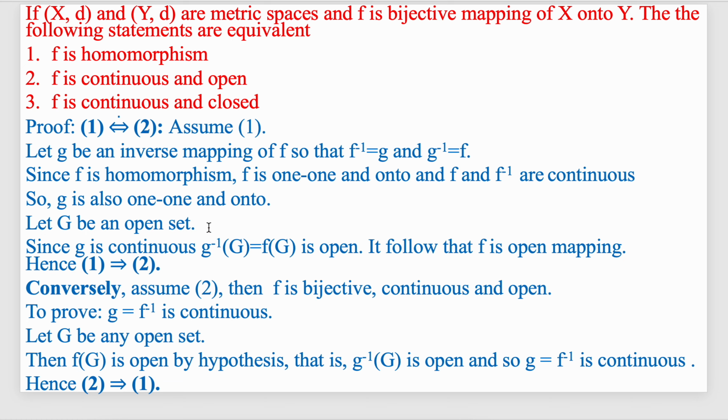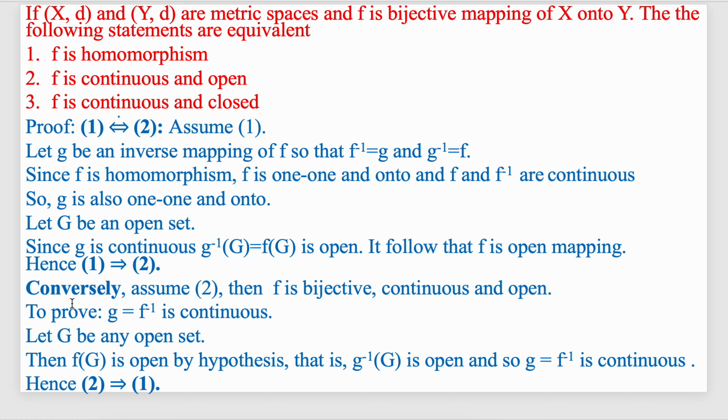Suppose G is an open set. Since g is continuous, because it is given to us, because f is a homeomorphism, it means f inverse is also continuous. So f inverse continuous means g is continuous. So it means g inverse of G, which is equal to f(G), is open, because by the definition the inverse image of an open set is open. So it means f is an open mapping. It means 1 implies 2.